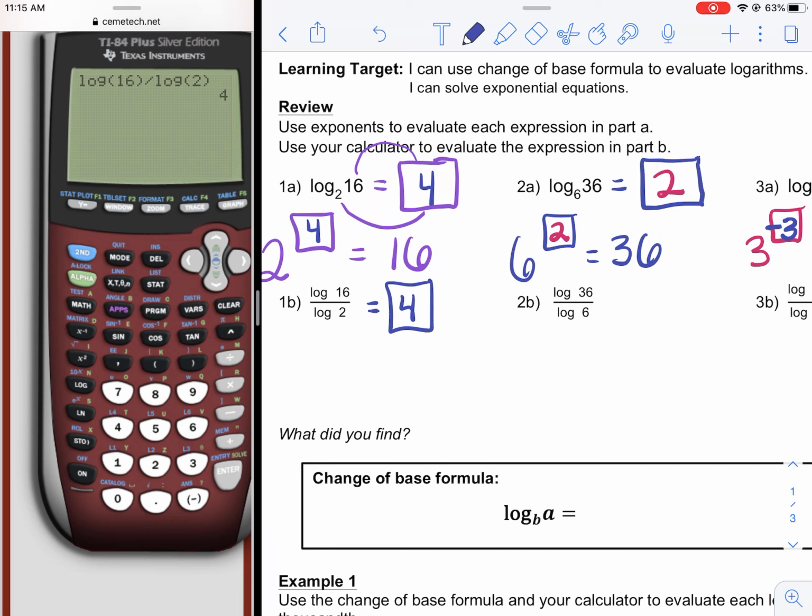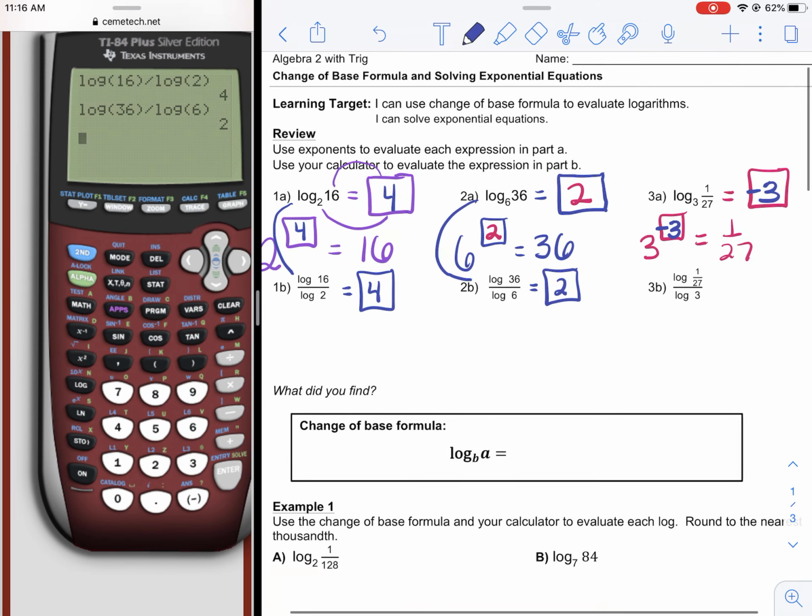So let's look at 2. We know that log base 6 of 36 equals 2. Well, what if we change that to log of 36 divided by log of 6? So log of the argument divided by the log of the base. And notice your calculator tells you the answer is 2. So what we're finding here is that these expressions are equivalent. Log base 6 of 36 equals log of 36 divided by log of 6.